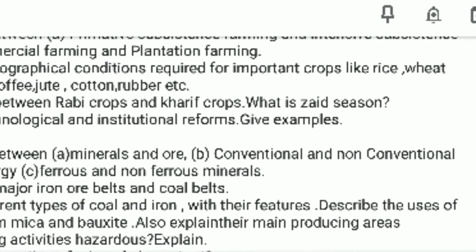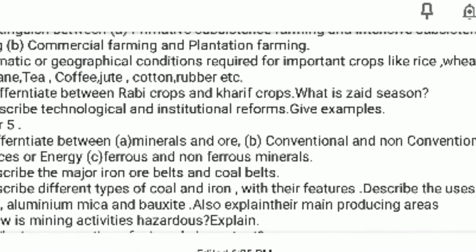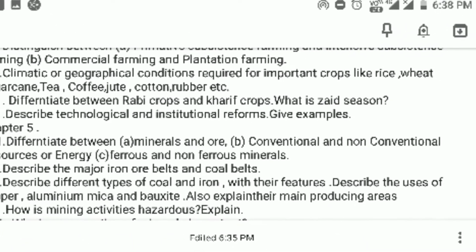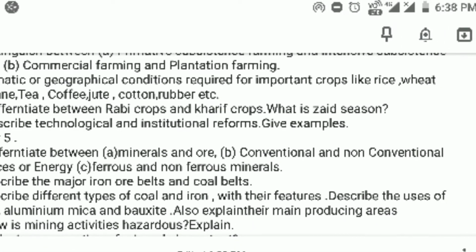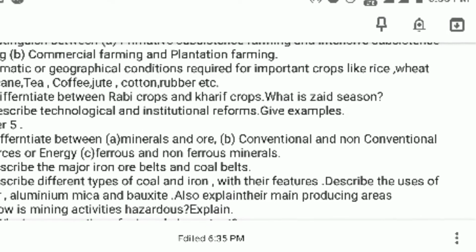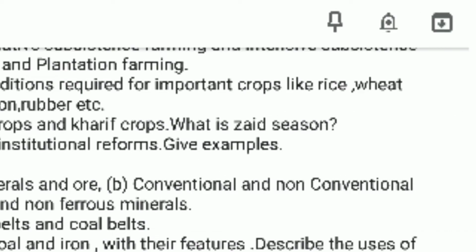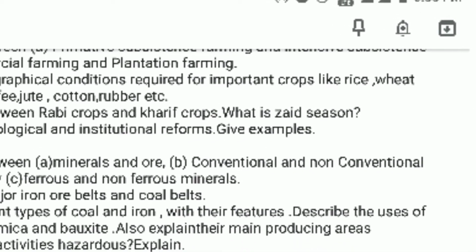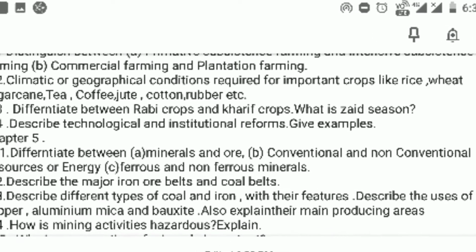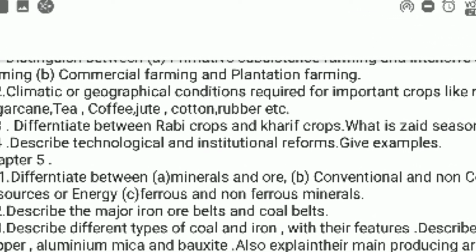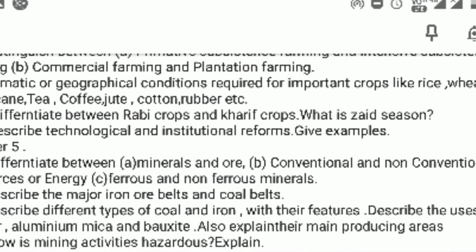Then climatic or geographical conditions of different crops, especially important crops: rice, wheat, sugarcane, tea, coffee, jute, cotton, rubber, etc. These are the major crops. Two beverage crops, tea and coffee. Sometimes millets, pulses, etc. may be asked. Jute is known as the golden fiber, so it may be asked that way. Rabi season, Kharif season, the difference between them, and what is the Zaid season may be asked.